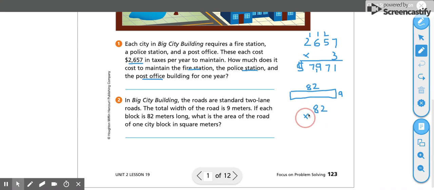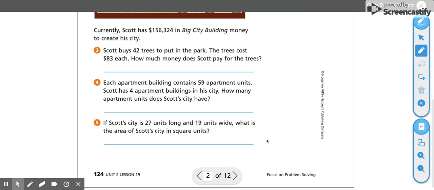So when I do that, 9 times 2 is 18. Carry my 1. And 9 times 8 is 72, plus 1 is 73. So I would get 738 square meters, because remember it's area. Ran out of room there, but meters. Okay. All right, great. Let's keep going.